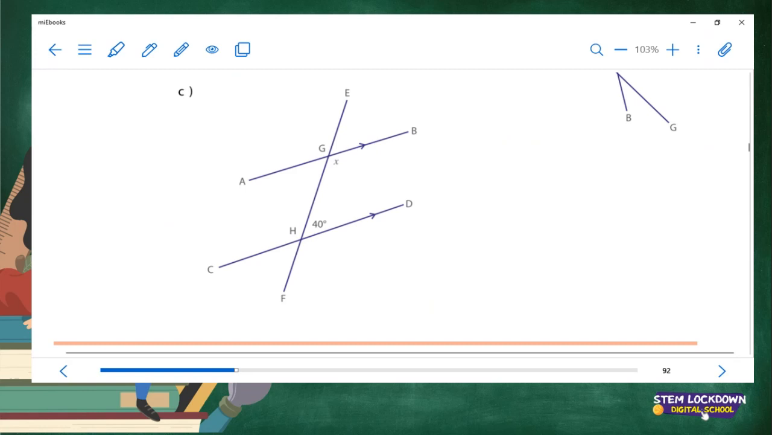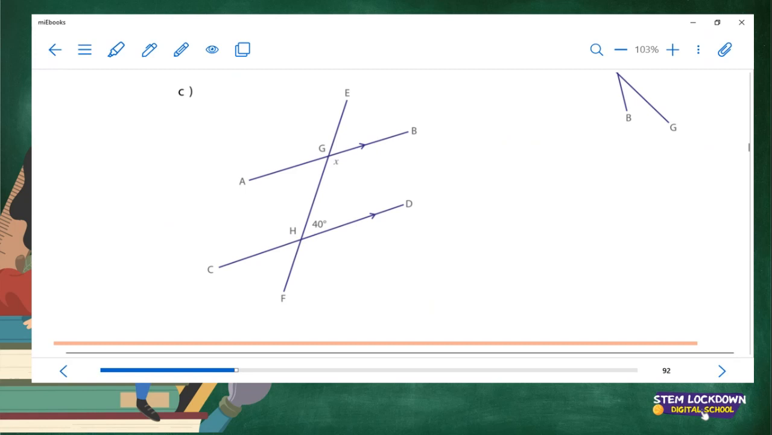Now, these two angles, X and 40, are known as co-interior angles, as we have said in the previous example. Those are co-interior angles. And we have said that the sum of the co-interior angles must give us 180 degrees. That is what we have said. The sum of co-interior angles is 180 degrees if and only if the two lines are parallel.